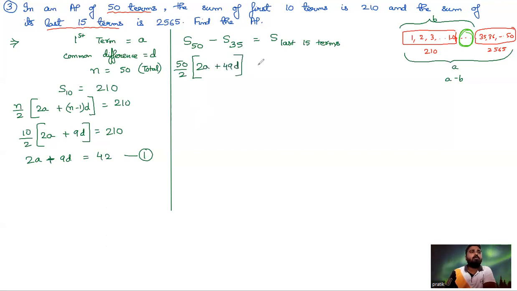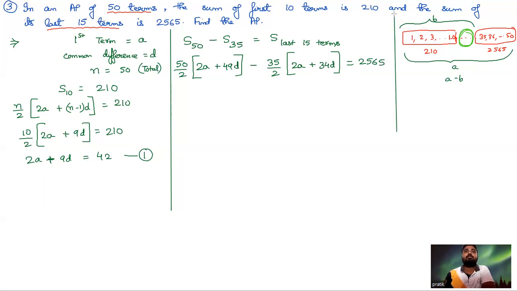How much is that equal to? We don't know, but we're subtracting from it the sum of 35 terms, which is 35 by 2 into 2a plus 34d. As per the general formula, I'm substituting and skipping one step. This entire difference is equal to 2565. I'll draw columns so it becomes easier.